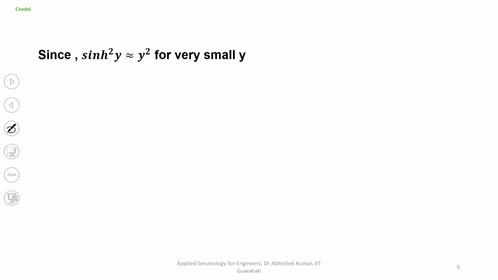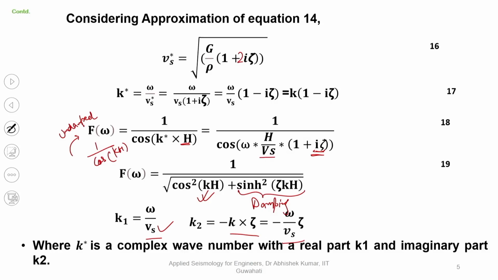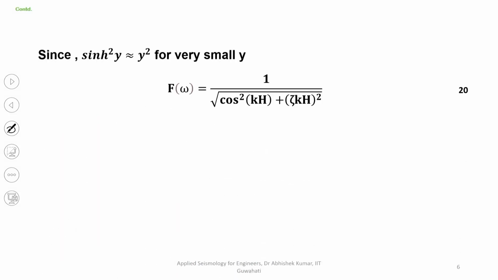Remember, sine hyperbolic square y will be equal to y square if the value of y is very small. Keeping that into account, and remembering the functional form of transfer function which we have just discussed, the value of transfer function can be approximated as 1 over square root of cosine square kh plus chi kh square. We can compare this with the equation which was given in this particular case. So, this was the equation which is given over here. This was initially sine hyperbolic square of this particular term, which as per this approximation will be equal to chi kh square.